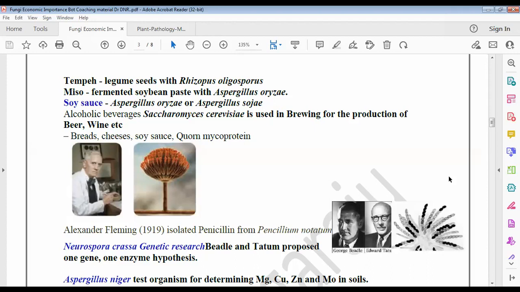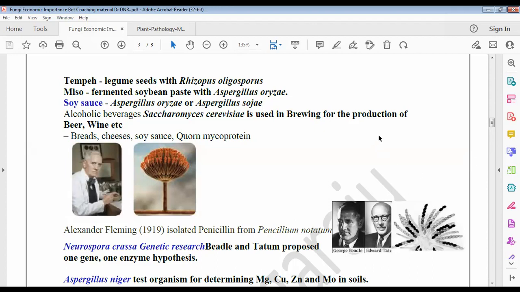Okay, that we will discuss in the negative, that means negative impacts, not in the positive. Okay, harmful aspects. In the harmful activities, we will discuss that. Now we are discussing the useful activities of the fungi.